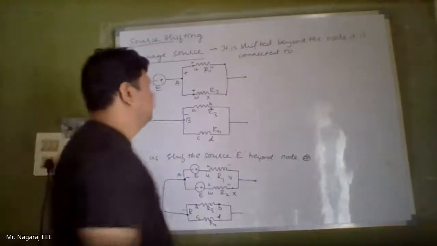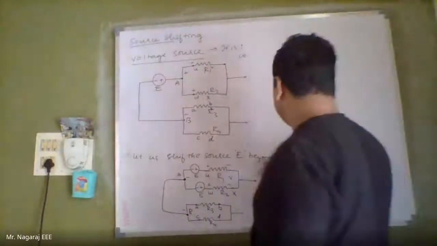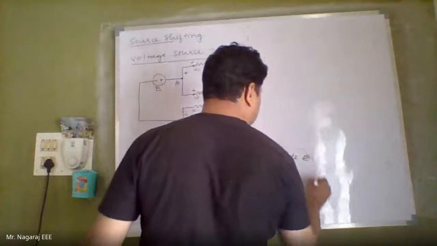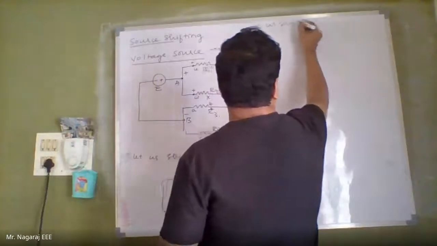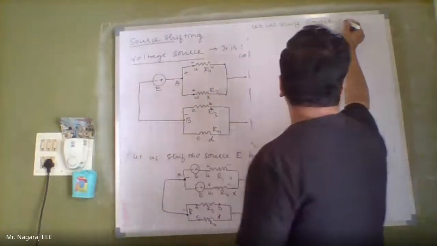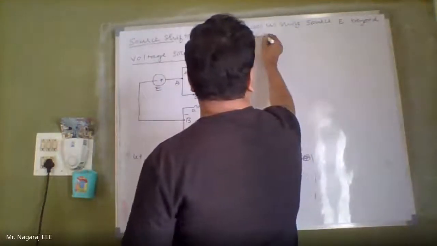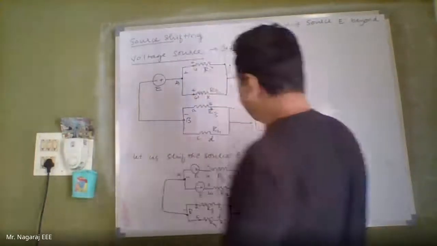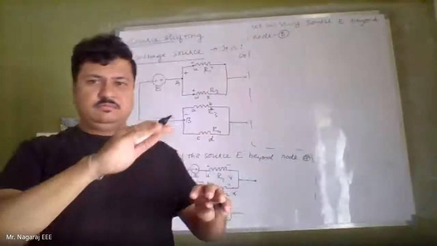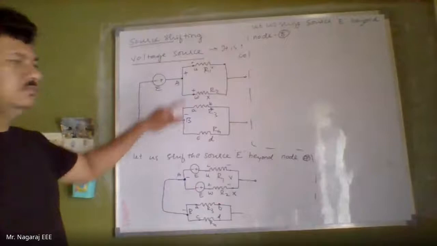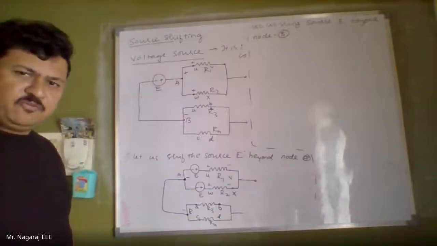Second case: let us shift source E beyond node B. That is also possible. It is not always that the source has to be shifted beyond the node ahead of the source. It can be the previous node also. There is no harm, no change. Okay. Now follow the same process.